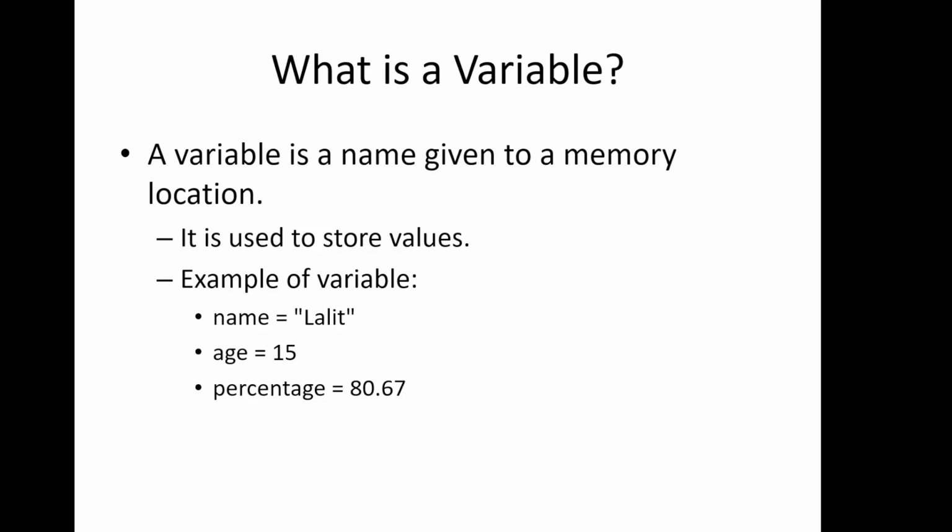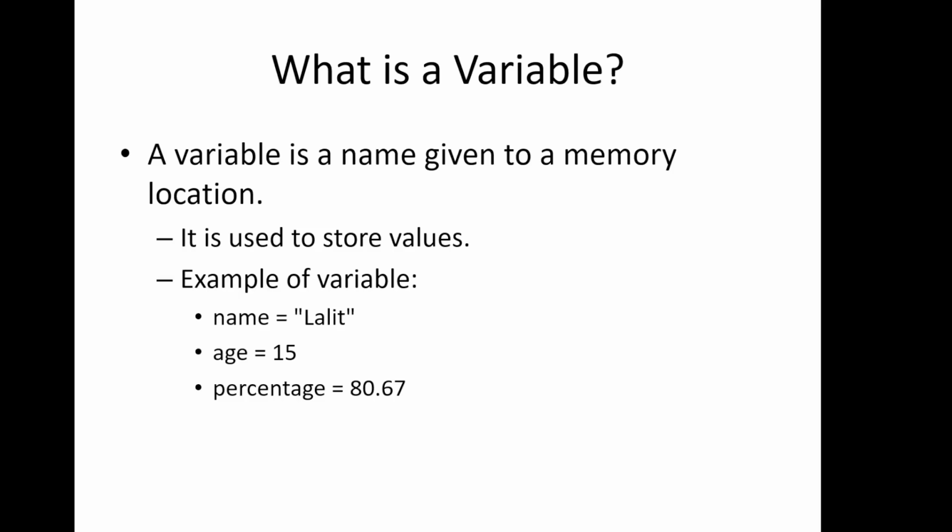For example, here we have name. Name is a variable and Lalit is a value. In the same way, age is a variable and 15 is its value. And percentage is a variable and 18.67 is its value. Python automatically stores this value in memory.